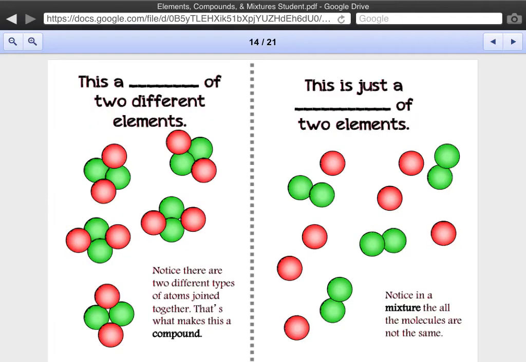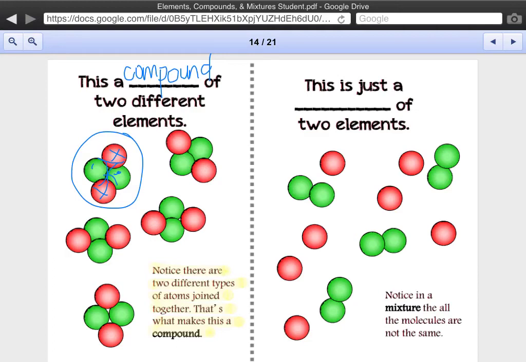Here in these two diagrams, this is a compound of two different elements. Here you see one of the compounds. It has one element that's green and then one element that's red. They're all chemically combined. You can see them joined there. If you notice, there are two different types of atoms joined together. That's why those are a compound.